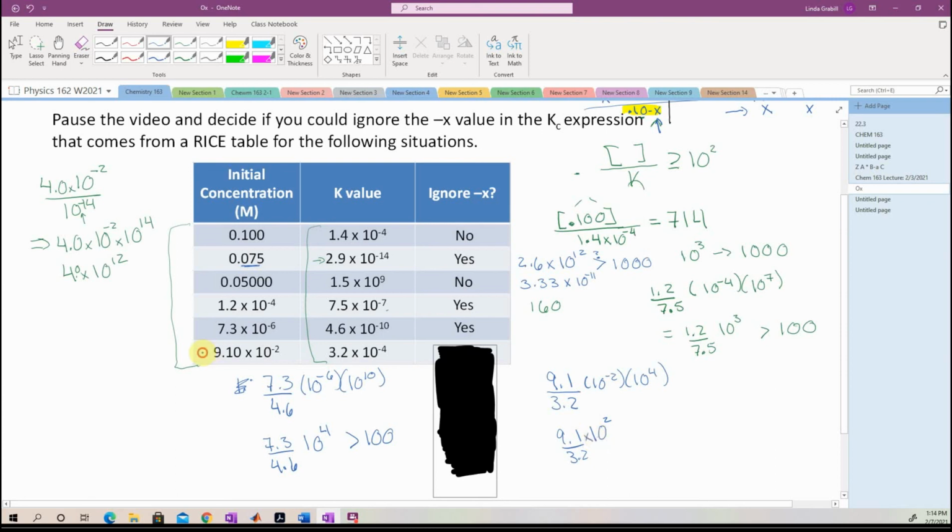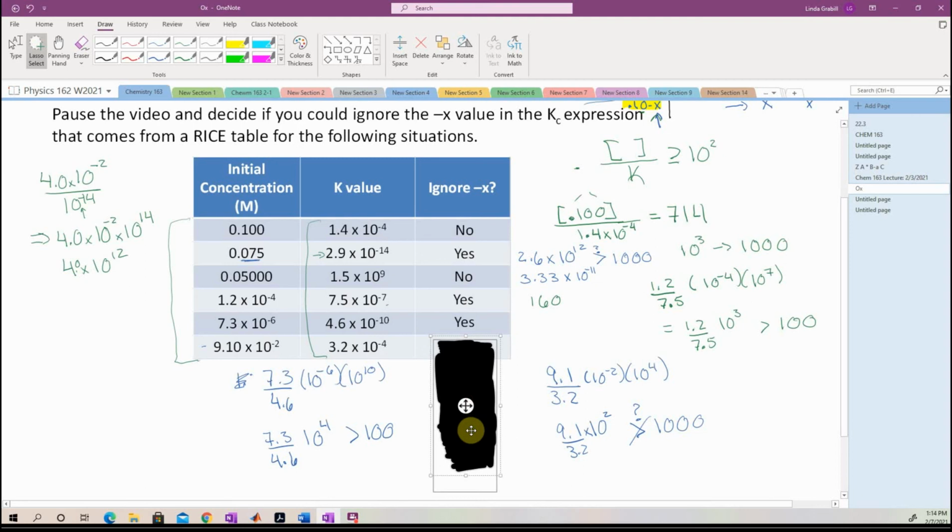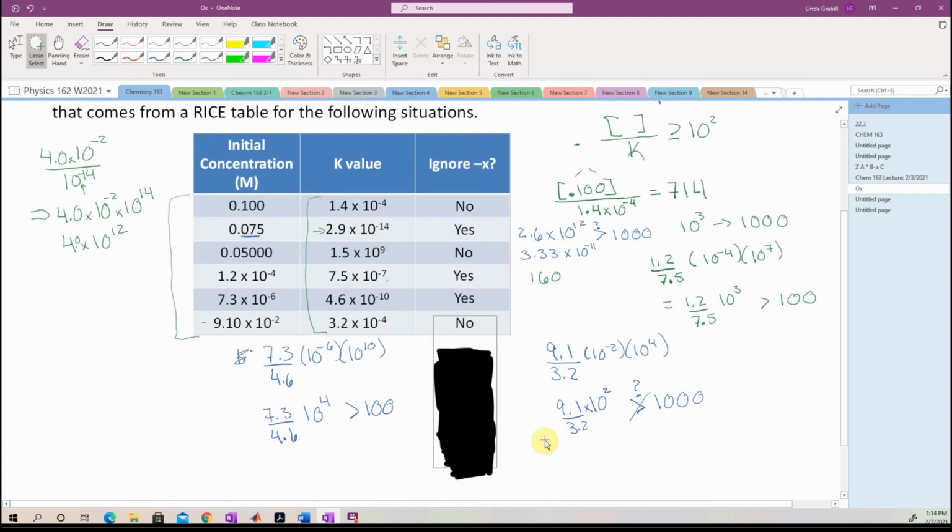I have 3 sig figs. Is this greater than, let's do a question mark, is it greater than 1,000? Well, at best, I'm at 3, and I'm going to be just shy of that. That's not greater than 1,000. So that means I cannot ignore it. Let's reveal the final one. Nope, I cannot ignore it.